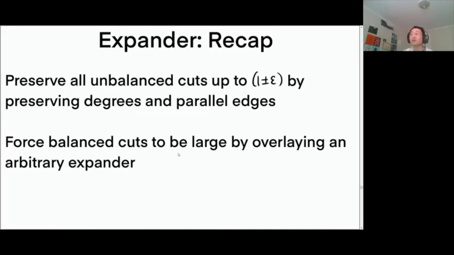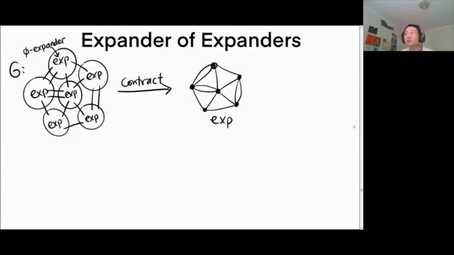And in the case of balanced cuts, we don't know how to preserve them up to 1 plus epsilon. So instead, we just overlaid an expander in the graph, which forced all these cuts to be large. This meant we no longer had a 1 plus epsilon approximate sparsifier, but this still worked for the mincut application, for the skeleton graph. So next step, let's consider what I call an expander of expanders.